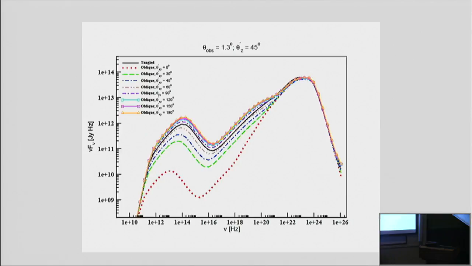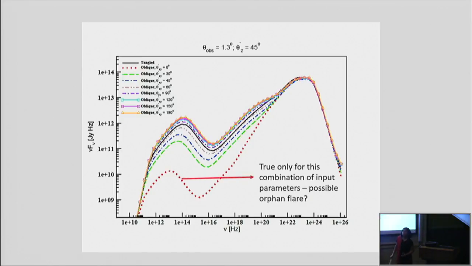for the same viewing angle of 1.3 degree, your magnetic field makes an angle of 45 degree with the z-axis and is located at a 0 degree angle in the xy plane. And what you see is, for the same viewing angle, you notice a dip in the synchrotron, whereas nothing happens to the external Compton. So this kind of scenario could actually point to some of the orphan flares that are observed in blazars, where you don't see much happening or nothing happening at all in the synchrotron, but you still get a flare in the external Compton.